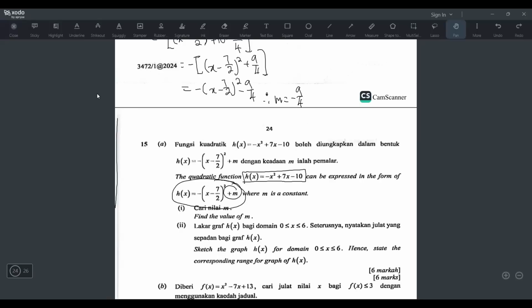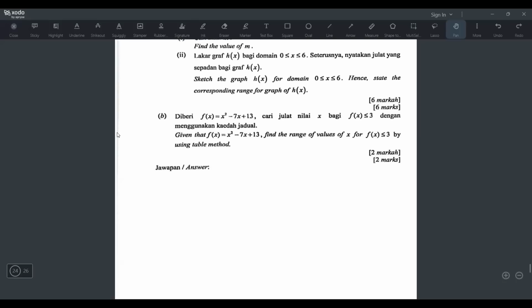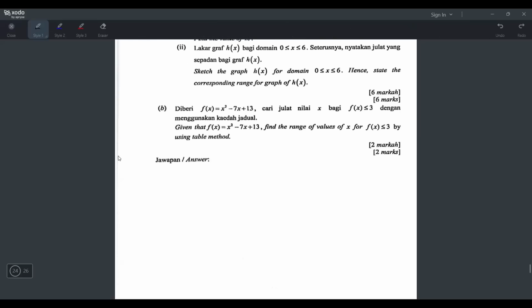Okay, now I want to do number 2. So number 2, let's scroll down. Okay, now I will do it here. It says sketch the graph h(x) for the domain 0 until 6. Hence, state the corresponding range for the graph of h(x). So they want you to sketch the graph. So when you sketch a graph, you need to find some points, right?